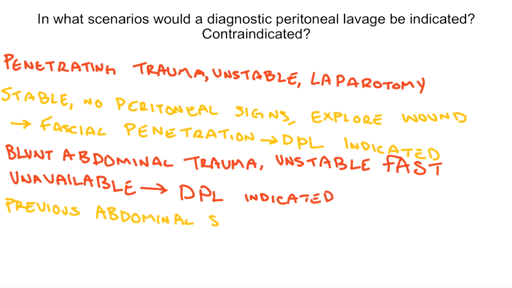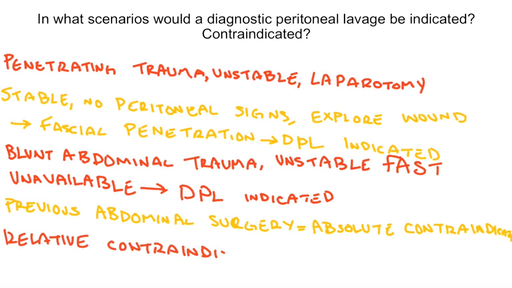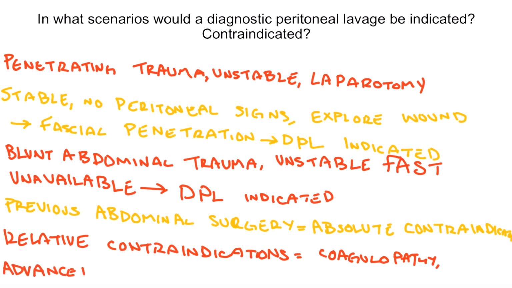Previous abdominal surgery is the only absolute contraindication due to the increased risk of damaging an organ or interference from adhesions. Relative contraindications include coagulopathies, advanced cirrhosis, and morbid obesity.